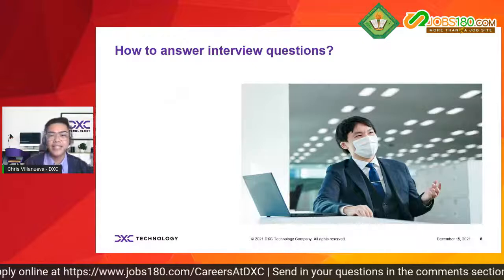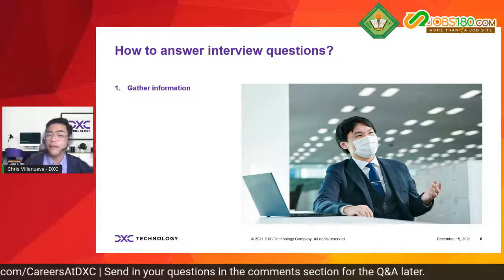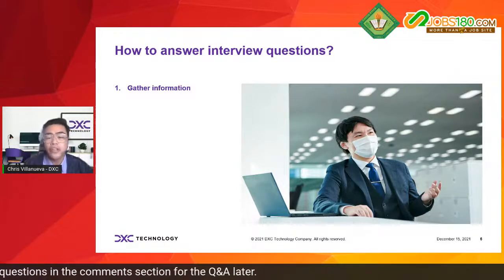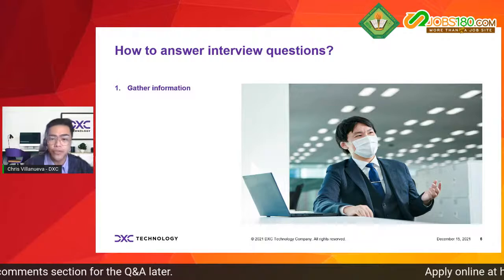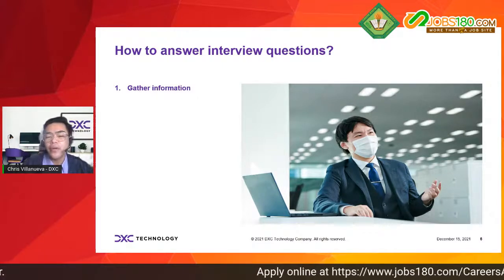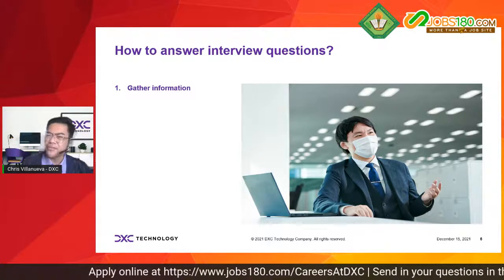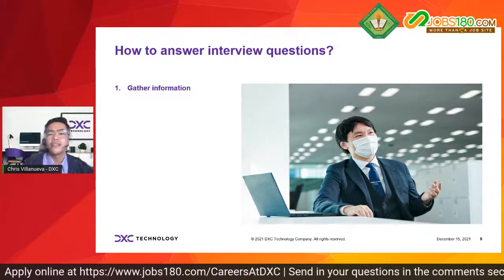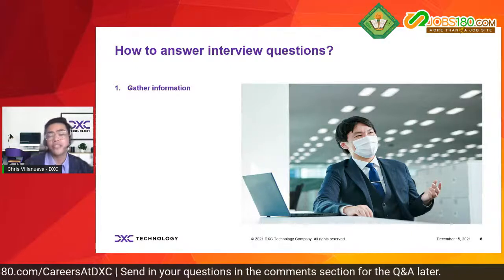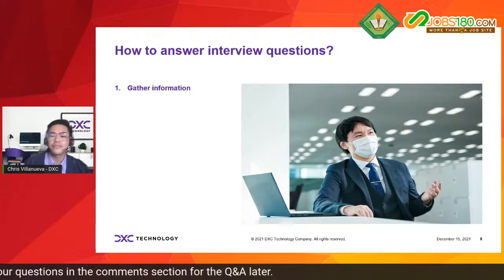First, make sure to gather information about the company you are applying for, particularly their vision, their mission, their values, their achievements, and so on, and also about the role, so that when the interviewer asks you about it, you have something to say about it, and you can also make some personal connection to it. That will increase the chances of you being selected for the position, because you actually did your research prior to the interview itself.